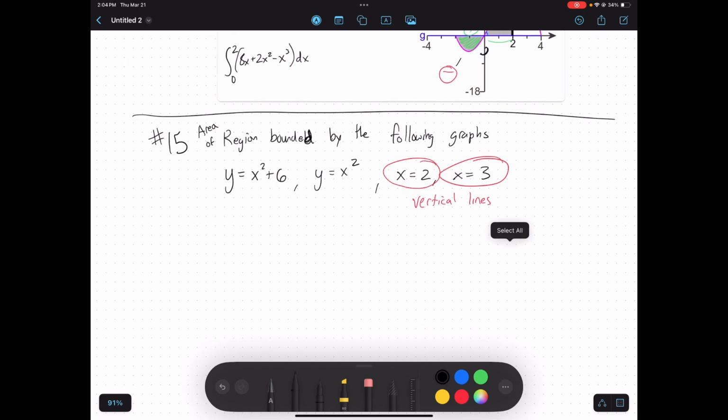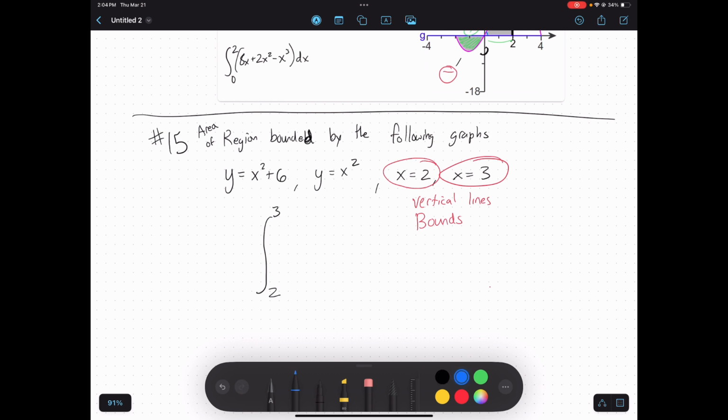So when I'm setting up my integral, since this is area, I'm setting up a definite integral. What do you think my bounds are going to be? My bounds are just these x values. So don't be confused by this. All these are giving you is just your bounds. These are my bounds.